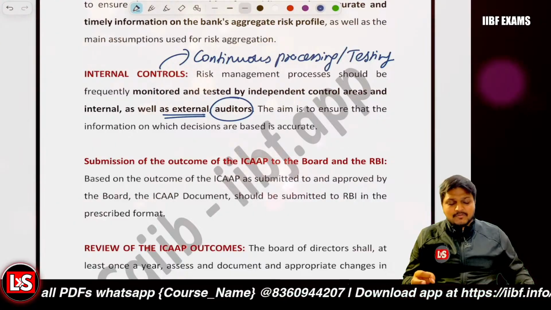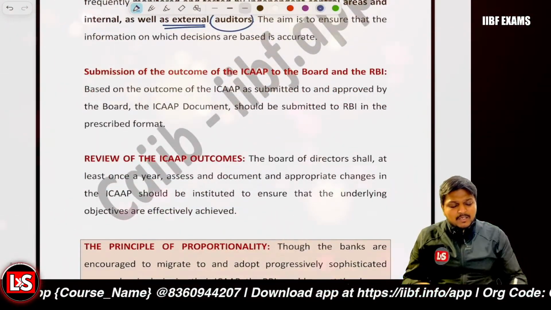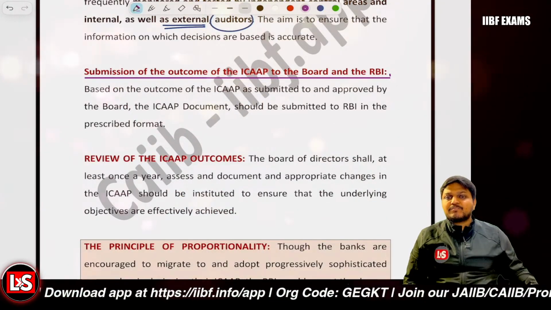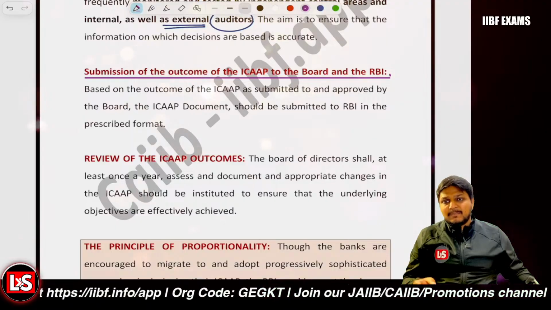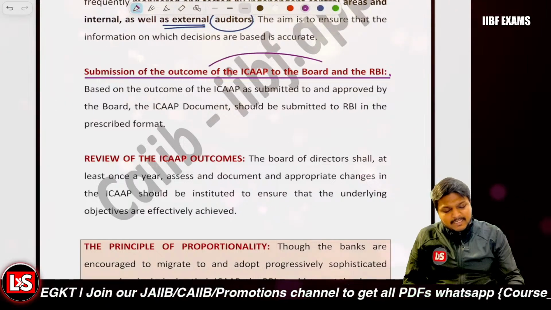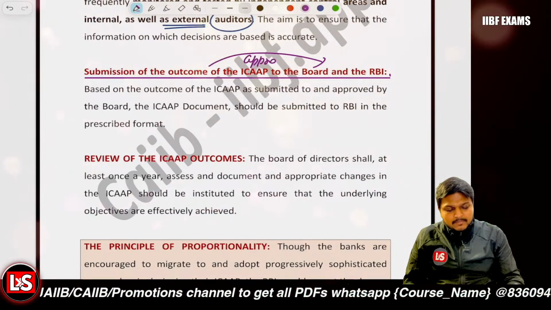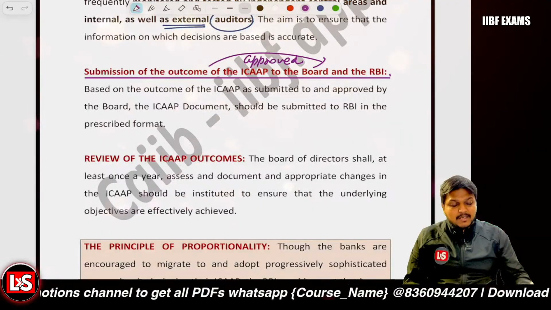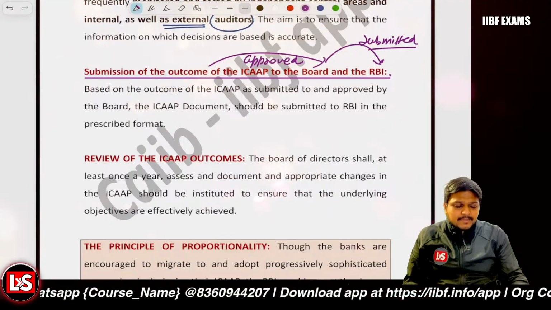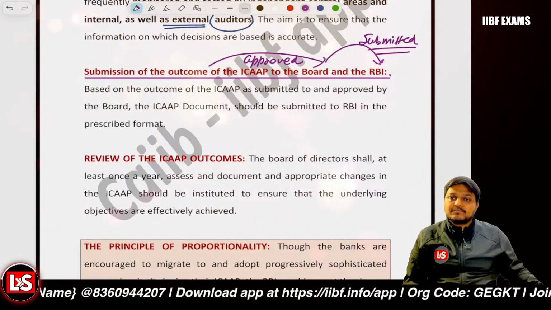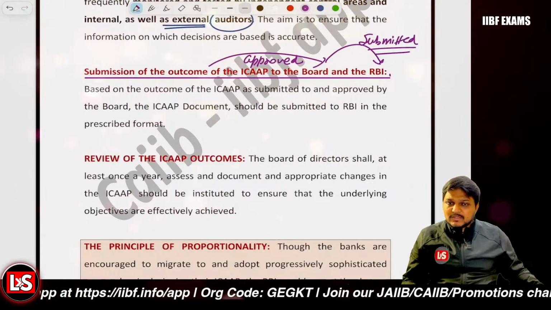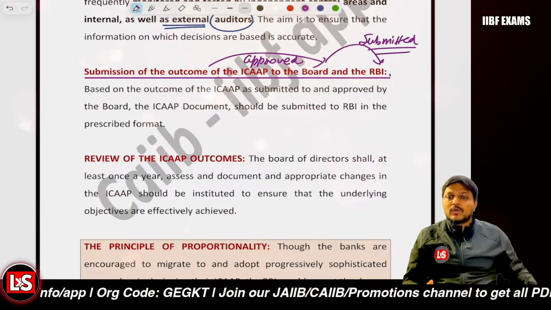Further, it's about the submission of the reports, the outcome of the ICAAP, to be submitted to the board of directors and also to the Reserve Bank of India. The ICAAP outcome must be approved by the board of directors, and then submitted to the Reserve Bank of India. ICAAP should reflect the risk profile, capital adequacy, and risk management framework. It should showcase the same.